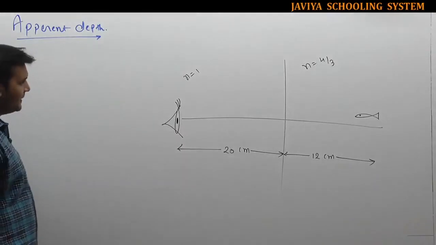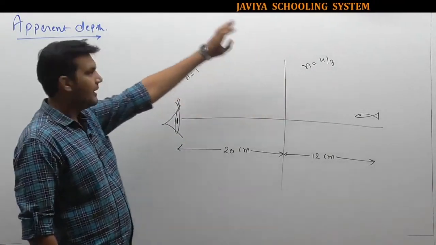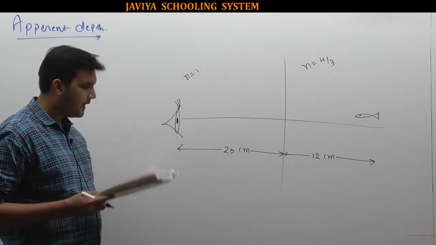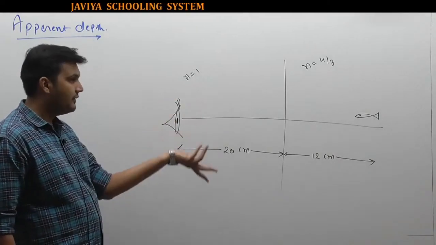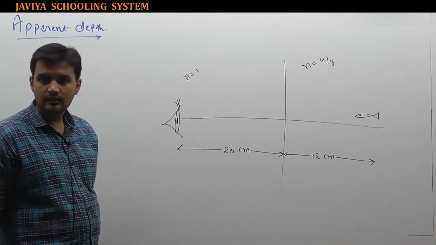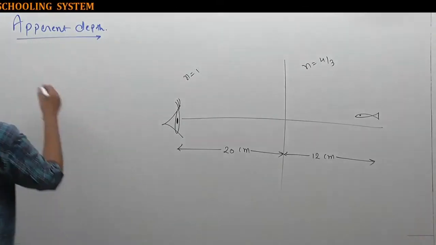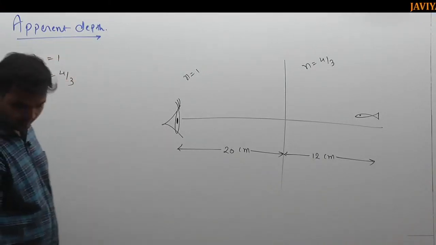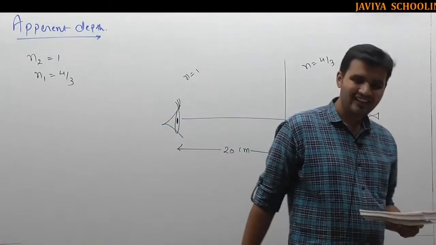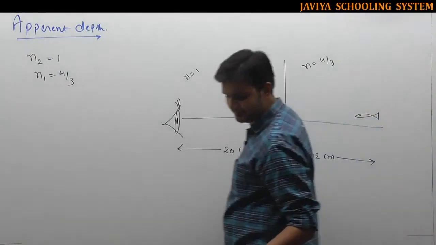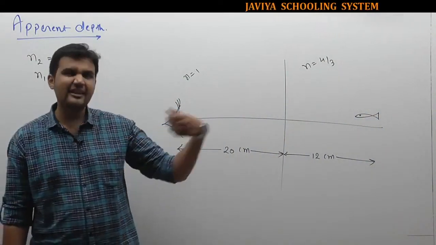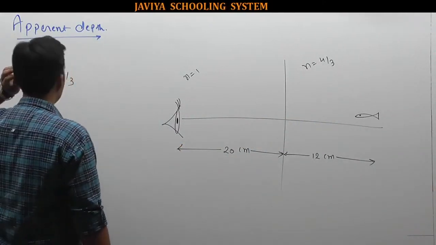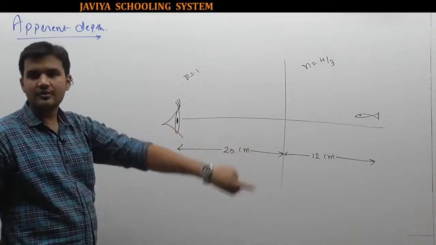What is your N2 and what is N1? From where are the rays coming? So N2 is 1 and N1 is 4/3, because the man is observing the fish.